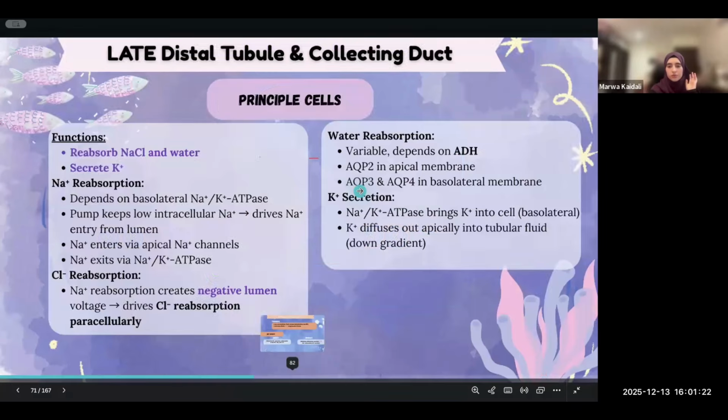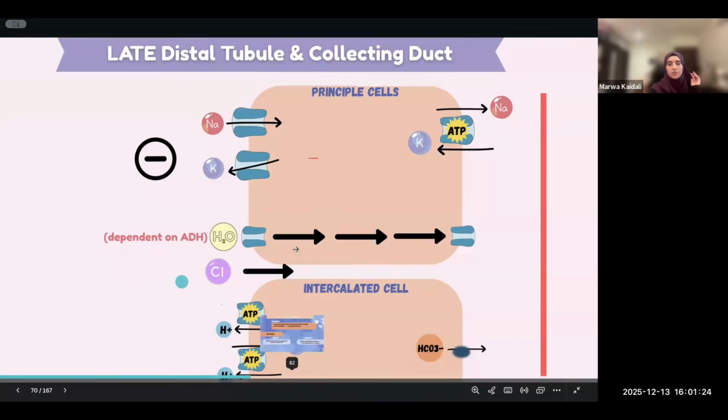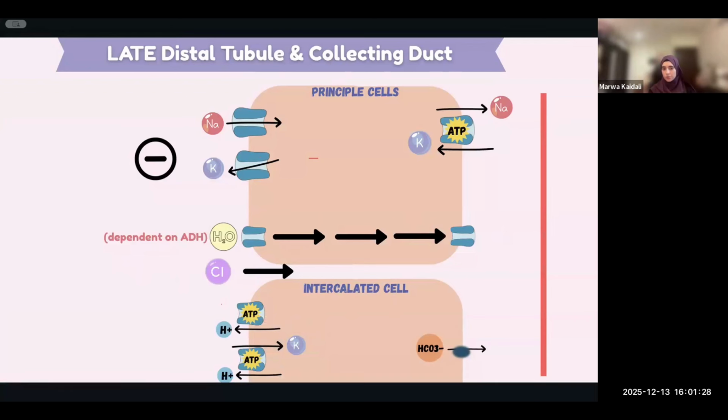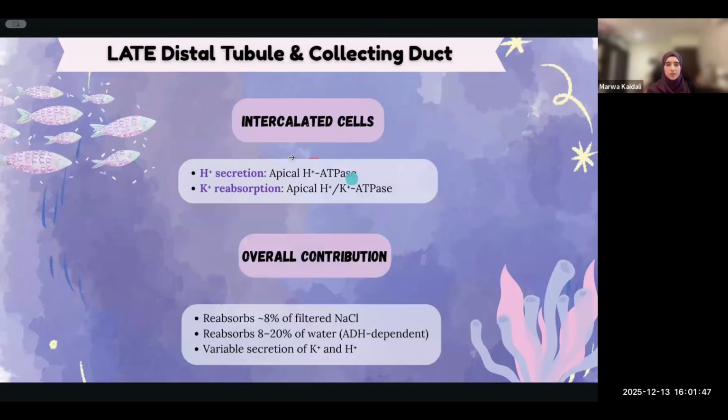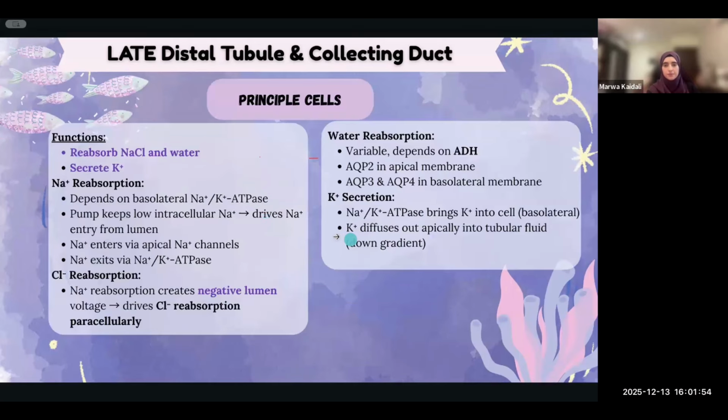Before we move on, principal cells are responsible for sodium reabsorption, chloride reabsorption, and potassium secretion. Intercalated cells: H plus secretion and potassium reabsorption. So this is everything that I just said in words. Again, principal cells have sodium chloride and water reabsorption, and they also secrete potassium. The intercalated cells secrete H plus and reabsorb potassium. The text is everything that I've just explained, by the way.